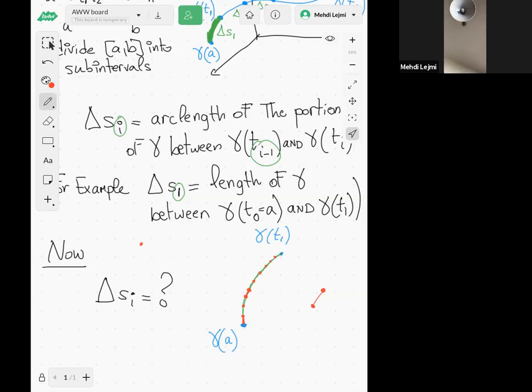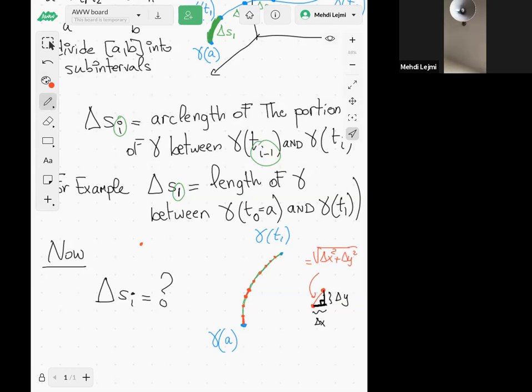the Pythagorean theorem. If you have a right triangle, like if you are in R2, then this is delta x, the difference between the x coordinates, and here this is delta y, the difference in the y coordinates. The hypotenuse here would be equal to the square root of delta x squared plus delta y squared. I just applied the Pythagorean theorem.